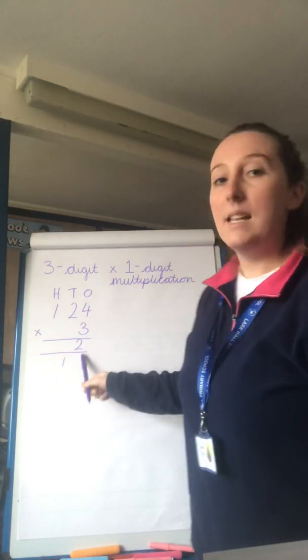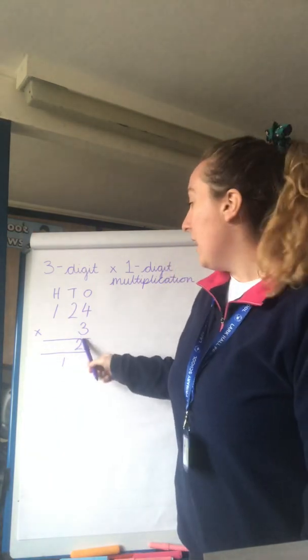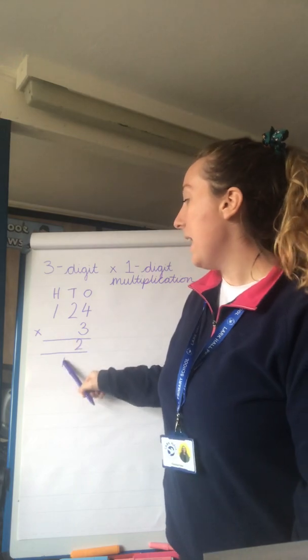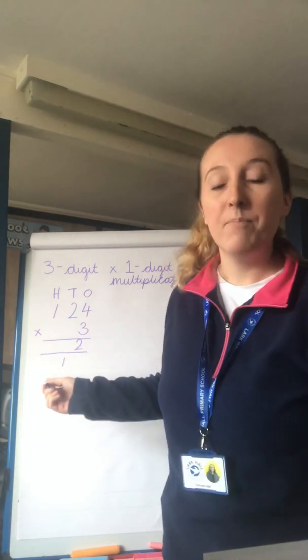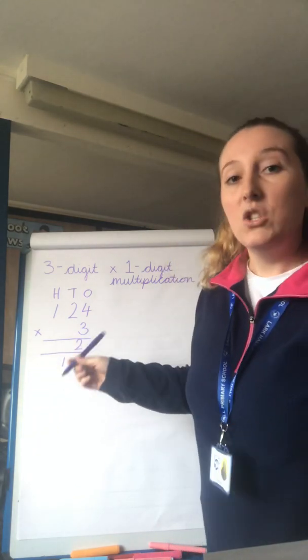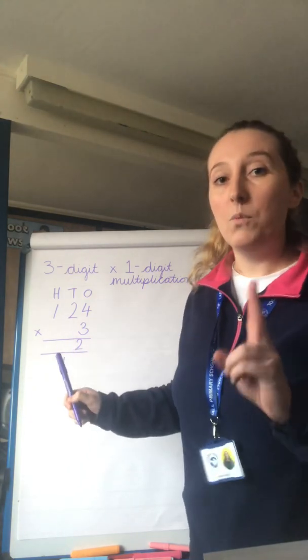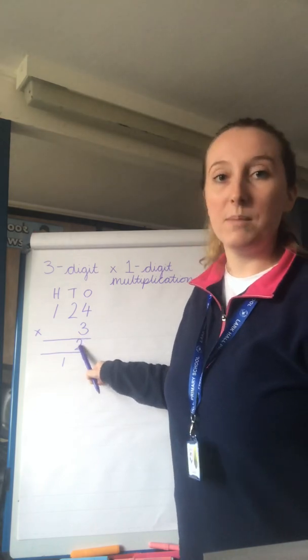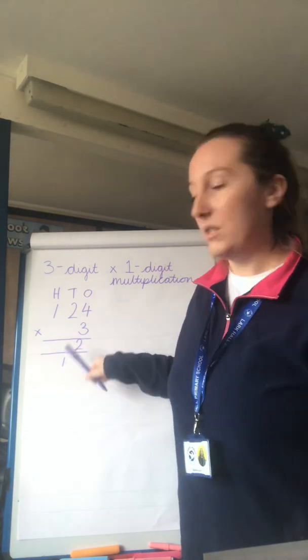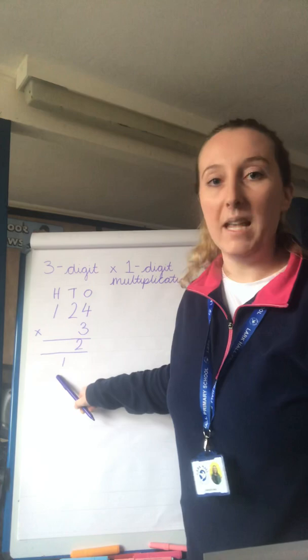Some people are getting a little bit muddled up and they might write the 2 in the tens place and the 1 in the ones place. If you're finding that tricky, just think about the number that you're looking at. I know that 12 has 2 ones, so I write the 2 in the ones place, and I know it has 1 ten, so I write the 1 underneath the tens place.